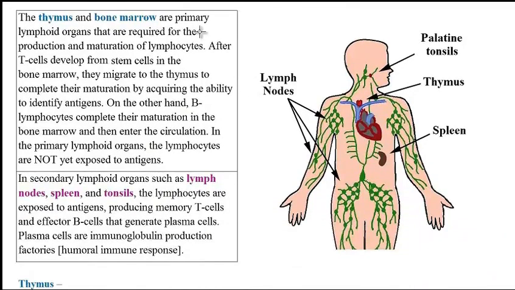So basically we have the primary lymphoid organs and secondary lymphoid organs. So what do we mean by primary and secondary? Primary is basically structures inside which the T cells can develop and mature, but they are not yet exposed to any antigen. An example is bone marrow and thymus.